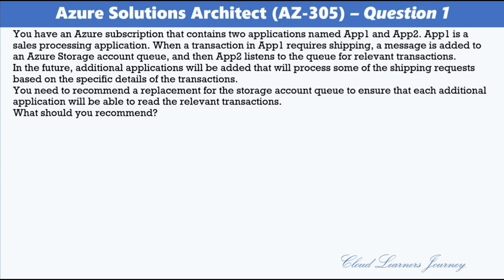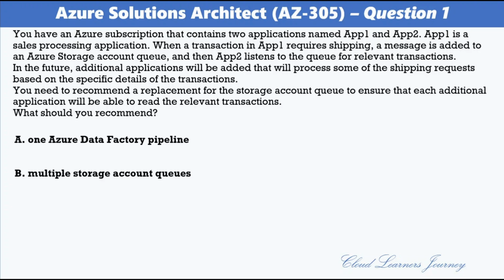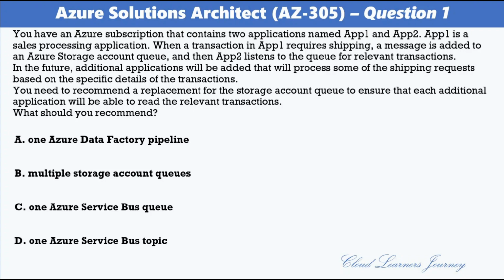What should you recommend? And the options are A. One Azure Data Factory Pipeline, B. Multiple storage account queues, C. One Azure Service Bus Queue, D. One Azure Service Bus Topic. And the correct option is D. One Azure Service Bus Topic. A queue allows processing of a message by a single consumer. In contrast to queues, topics and subscriptions provide a one-to-many form of communication in a publish and subscribe pattern.